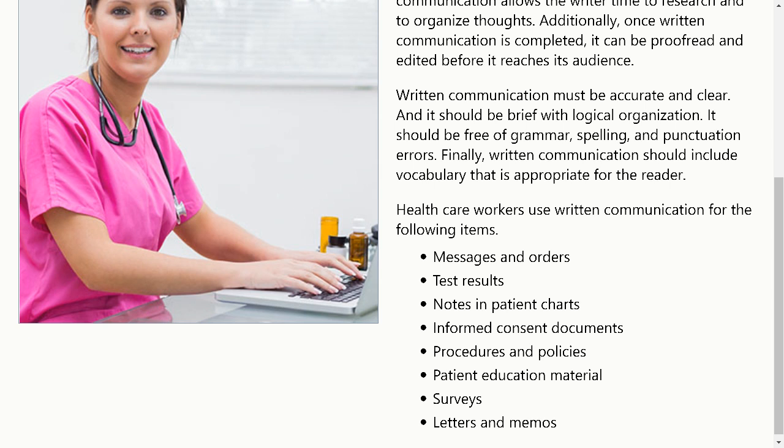You need to know that written communication is used to indicate informed consent. So written communication is used to indicate informed consent. Informed consent is basically documents that you give your patient to say they're going to have treatment or surgery or whatever. So written communication is used to indicate informed consent.